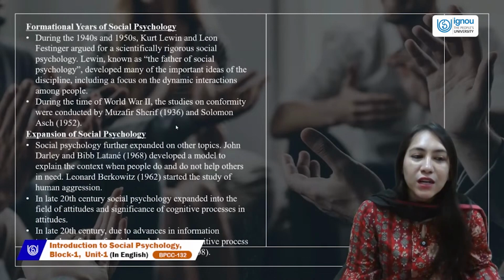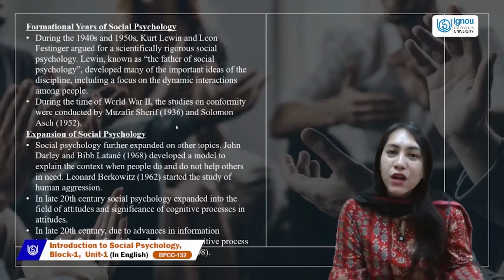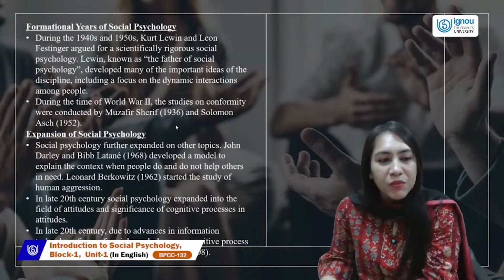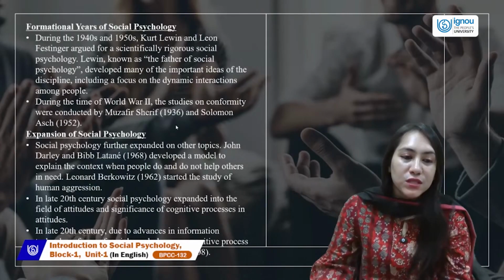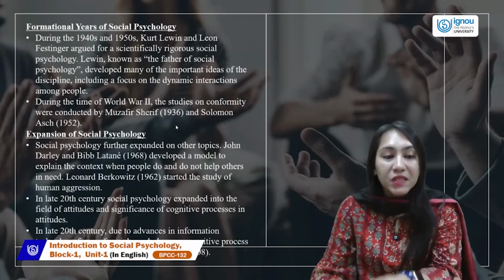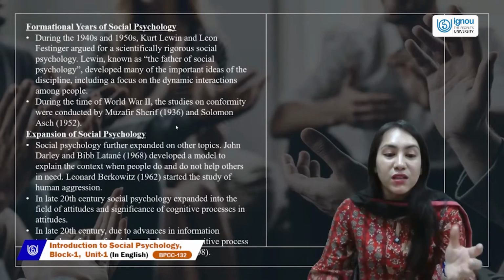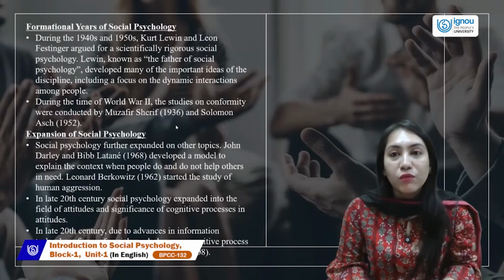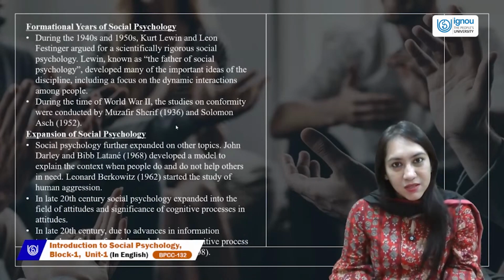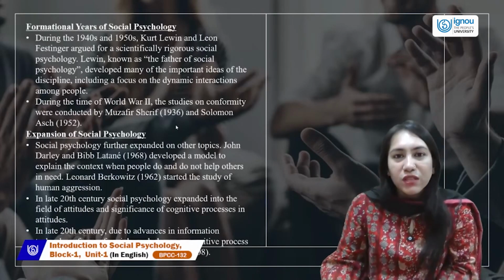These experiments were conducted by Solomon Asch and also by Muzafer Sherif in 1937. Half the experiment was conducted in 1937, and Solomon Asch completed that experiment in a very modified and modern way in 1952. Expansion of social psychology started in 1968. There were Latané and Darley experiments that were done. A complete experiment was done to explain the context of people, not only in a condition where they need help, but also when they do not need help from others. So Latané and Darley studied helping behaviors, the helping nature of other people, and how this helping behavior changes in the presence of others and in the absence of others.